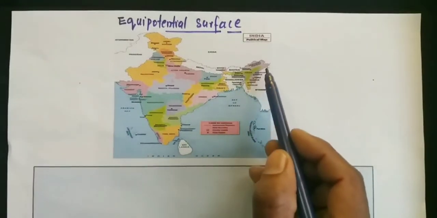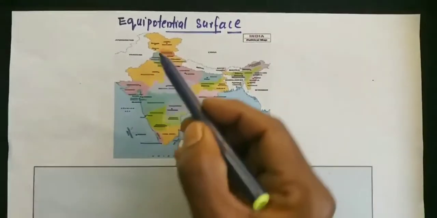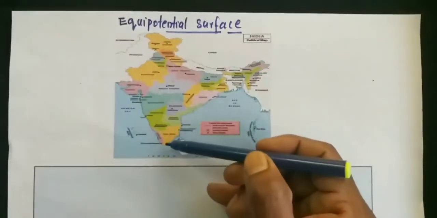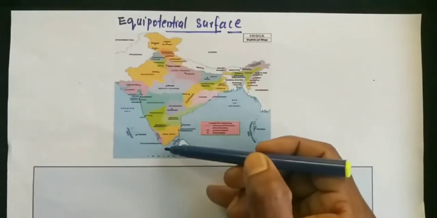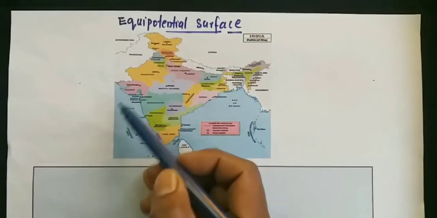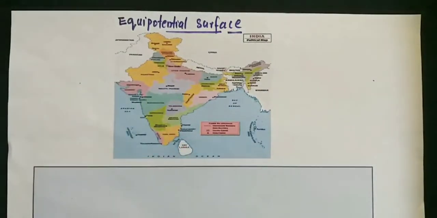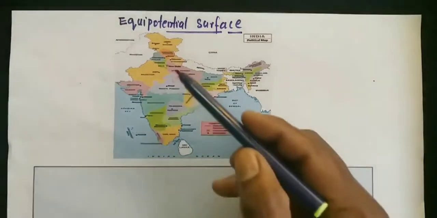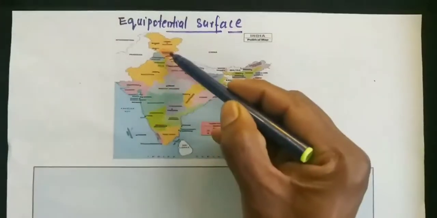Okay, let us consider different parts of India. This is the northern part, southern part, and this will be the eastern part and western part. Now let us consider a group of people who want to go for a pleasure trip. So I have taken this example just to explain equipotential surface.